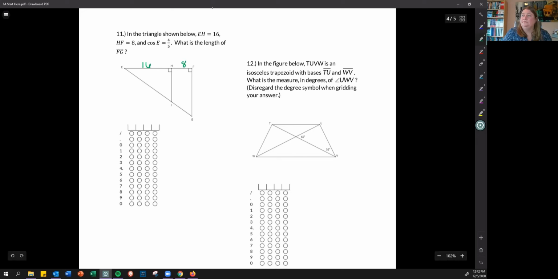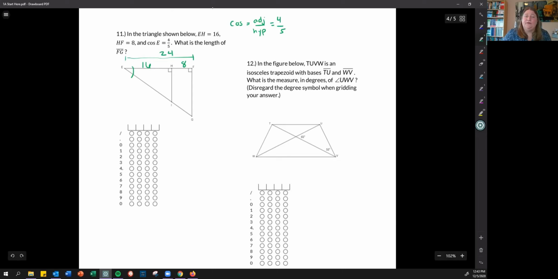HF is 8. I can see right here, this is going to be 24. And it says that the cosine of E is 4 over 5. Remember, cosine equals adjacent over hypotenuse. This is a formula that you're going to have memorized. The cosine of E. So what's adjacent to E is that 16. And the hypotenuse, I don't know what that is. But I do know that the cosine is 4 to 5.